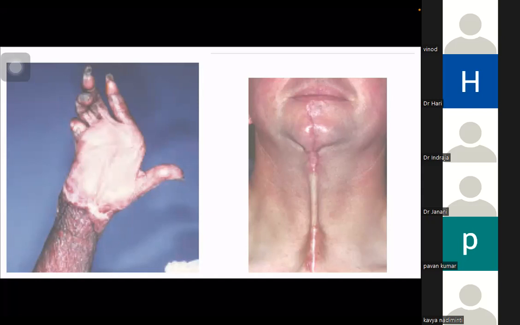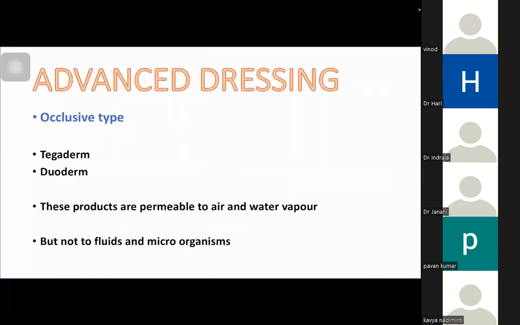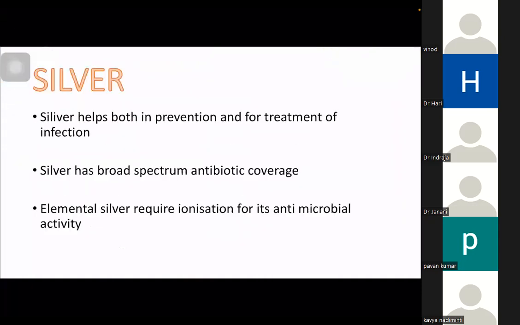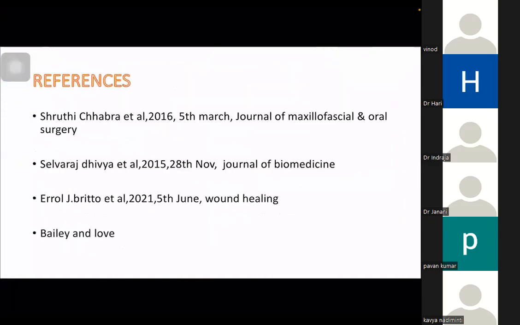And what is the source of these slides? Sir, Vinod? I collected from Bailey and Love, and three articles, sir. So whenever you are quoting an article, the place where you are quoting that slide, you should mention it below. Okay, sir. And pictorial, you should have increased. More pictures would have been better.